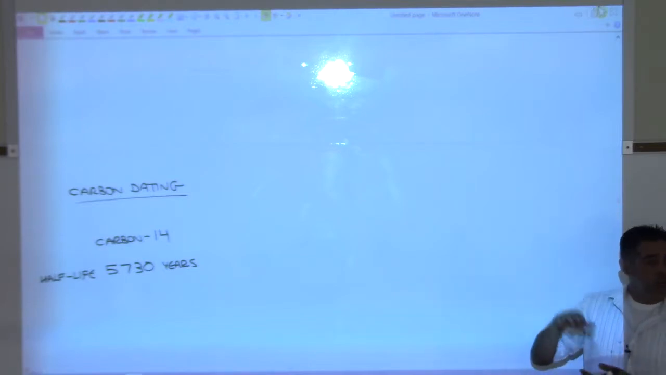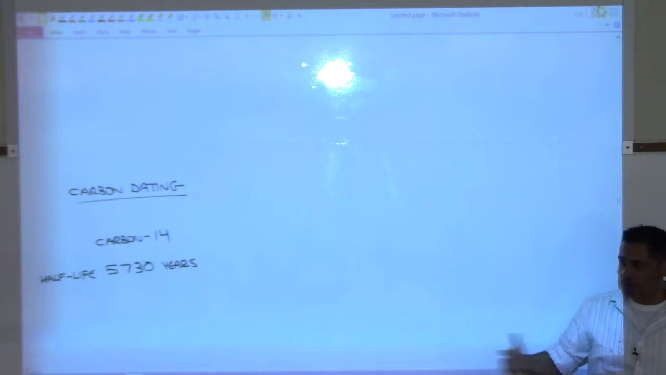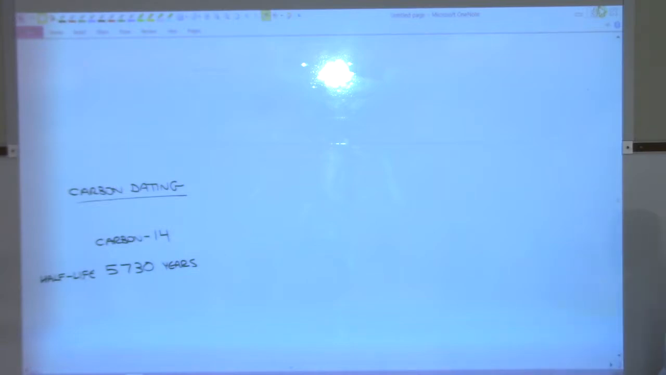So they measure the carbon-14 when they find the bone. They know that at the beginning it should have been 100%, and then they can date the bone. They can figure out how old it is. Does that make sense? Yes? Yes. Okay.